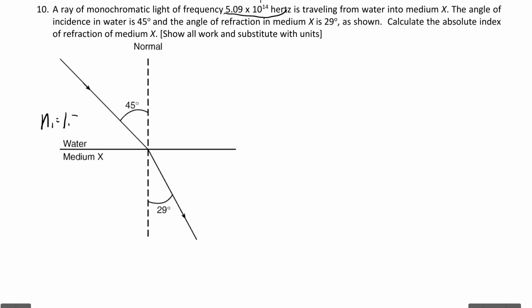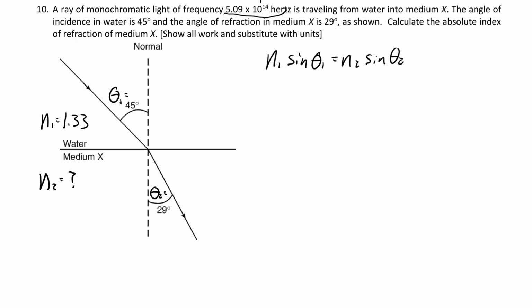n1 is equal to 1.33. And it's going into medium X. So we don't know what the index of refraction for the second medium is. But we do know theta 1, the angle of incidence, is 45 degrees. And the angle of refraction, or theta 2, is equal to 29 degrees, as shown. Calculate the absolute index of refraction of medium X. So we're looking for this. There's my givens. There's my unknown. I'm going to write Snell's law. That's the equation. And I'm going to substitute in, making sure that n1 stays with theta 1.